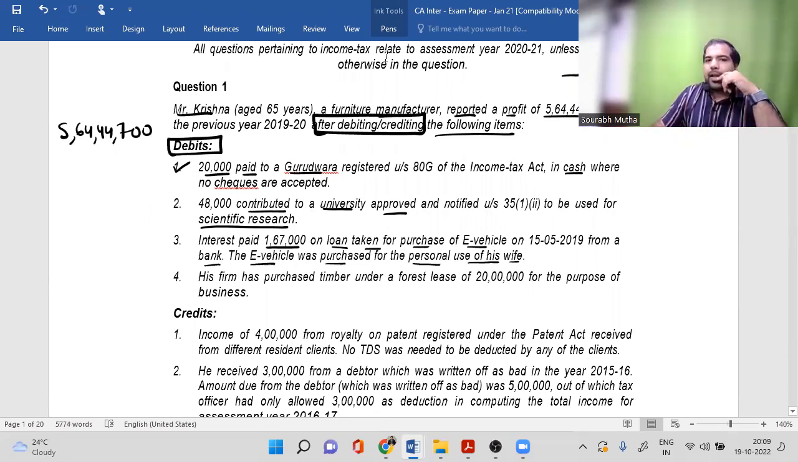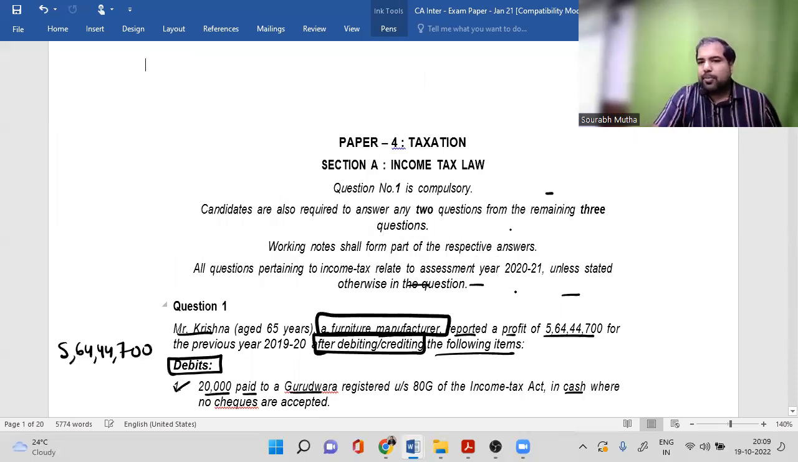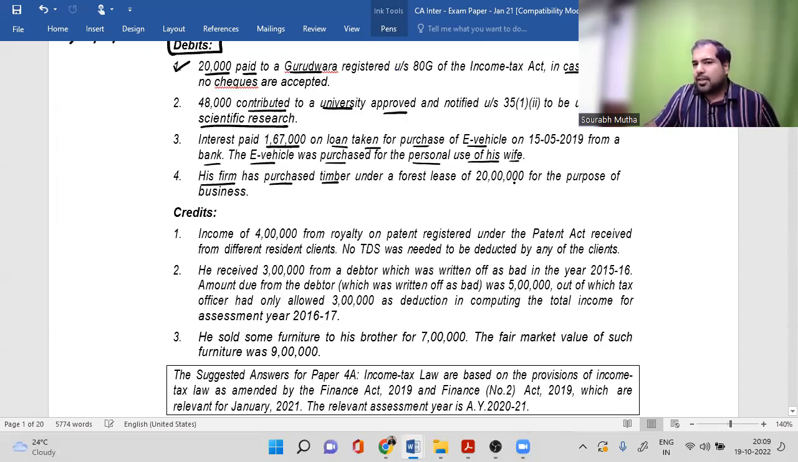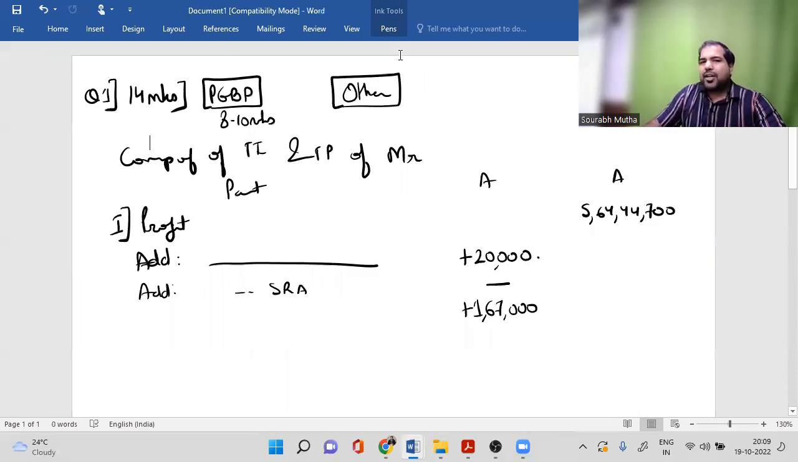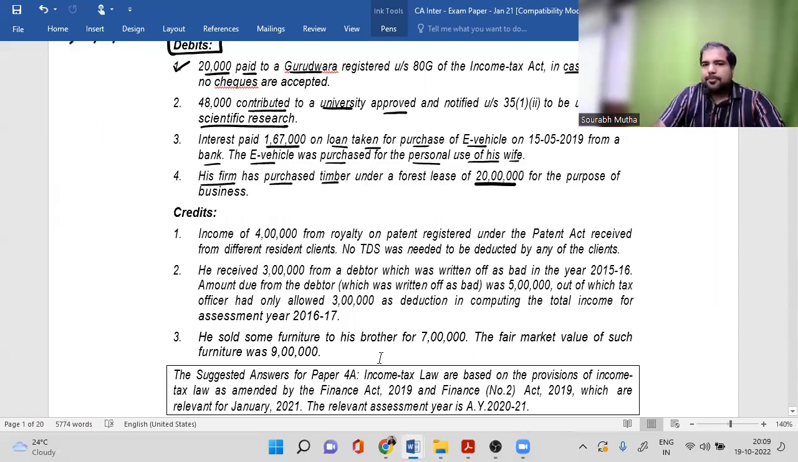Yes. And last, guys, you're a furniture manufacturer. How do you manufacture furniture, guys? From wood. Wood means timber. The firm has purchased timber under a forest lease of 20 lakh, guys. Is that normal, guys? Yes, perfectly normal. So what will you do with this? Nothing, guys. Just write that timber purchase is a business expenditure. So dash. Not everything is wrong. Are we okay?